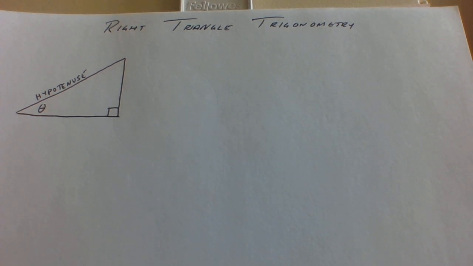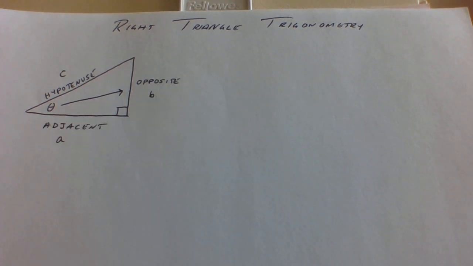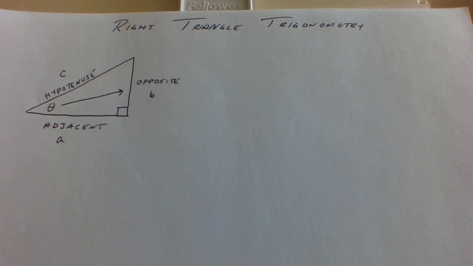Once I've placed my angle measure into my triangle, now I can label my opposite side. The side straight across from theta is my opposite side, and that means my last side here is my adjacent side. I'm going to call my adjacent side, side A, my opposite side, side B, and my hypotenuse is going to be C. Because we're working with right triangles, you can use the Pythagorean Theorem: a squared plus b squared equals c squared.